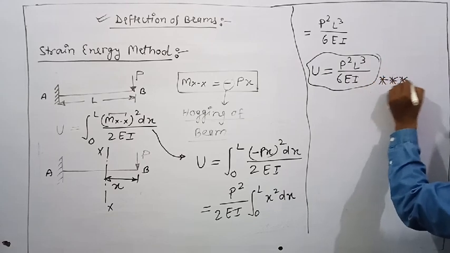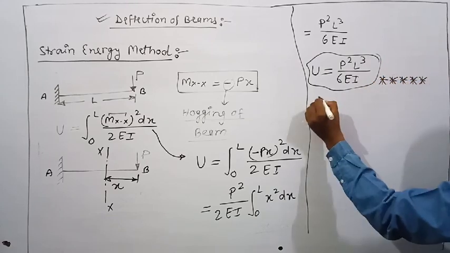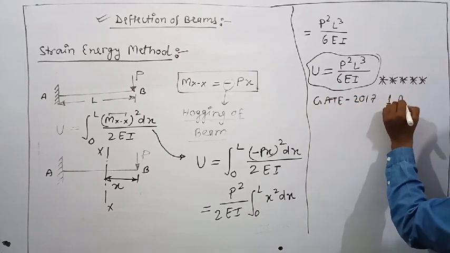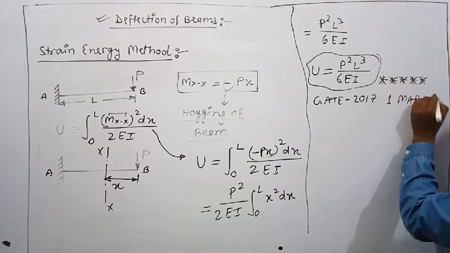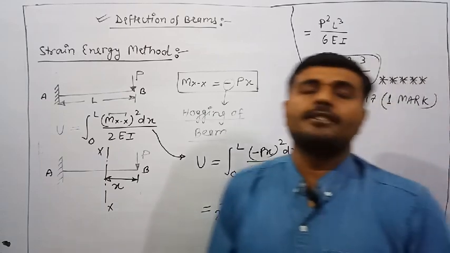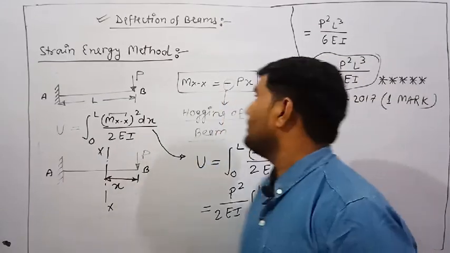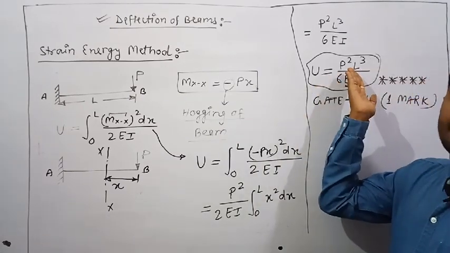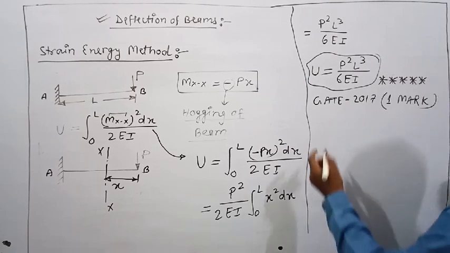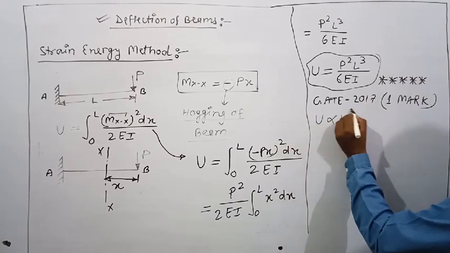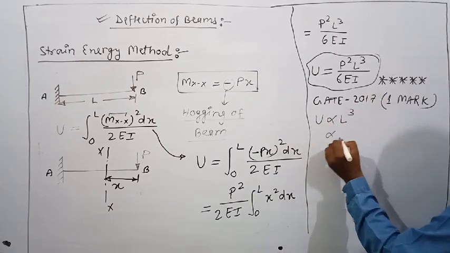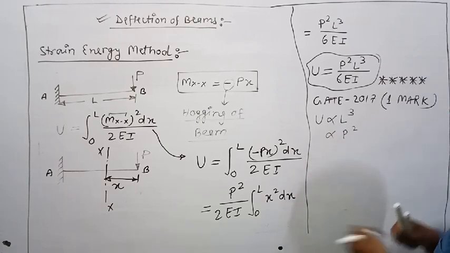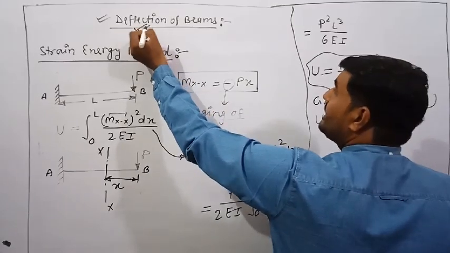This expression has been asked in GATE 2017 in 1 mark. It is not necessary that deflection will always be asked. Sometimes they will ask about the strain energy absorbed by the beam. So this is the strain energy absorbed by the beam. One thing is clear from here, U is directly proportional to length cube, and also proportional to P square. So our target is to determine the deflection of the beam.